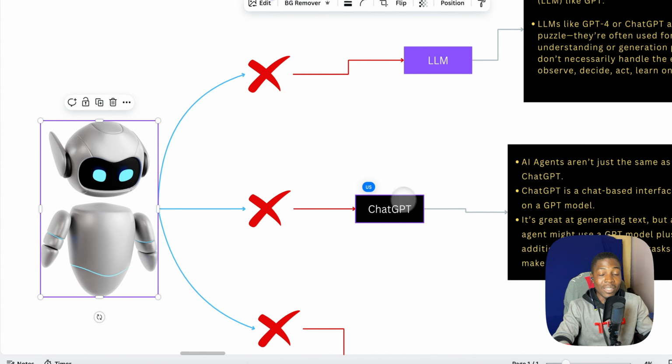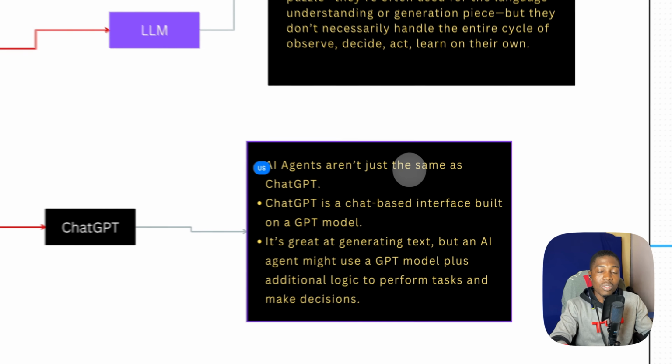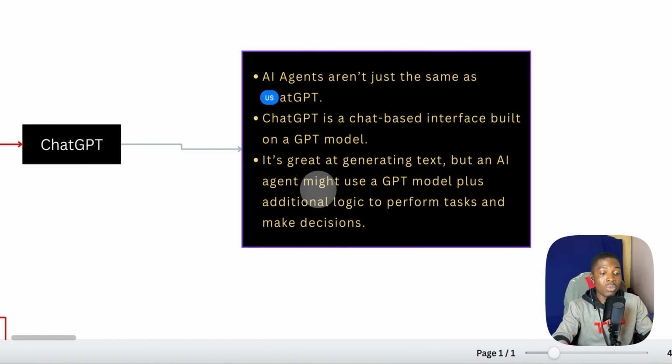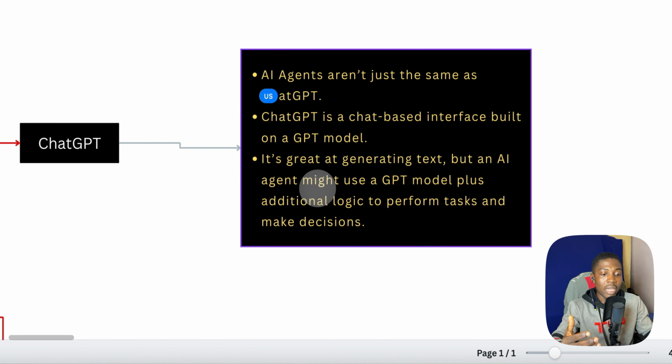AI agents are not ChatGPT. AI agents are not just the same as ChatGPT. ChatGPT is a chat-based interface built on a GPT model. You chat with the GPT. ChatGPT is great at generating text, but an AI agent might use a GPT model plus additional logic to perform tasks and make decisions.